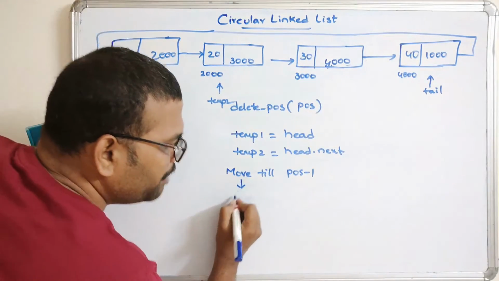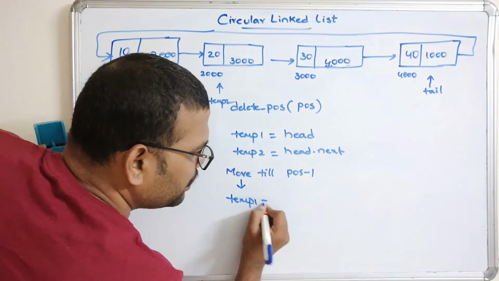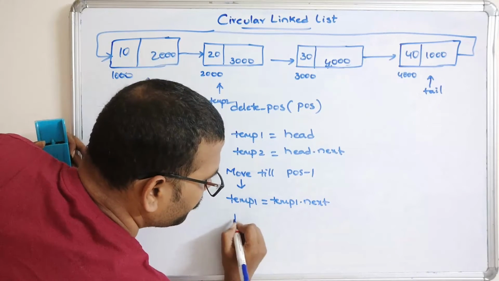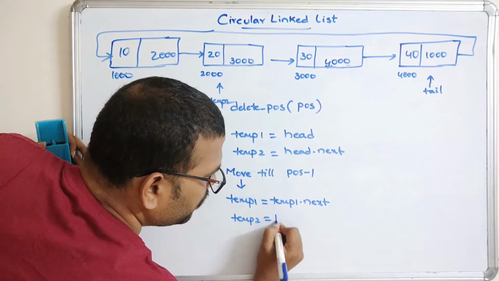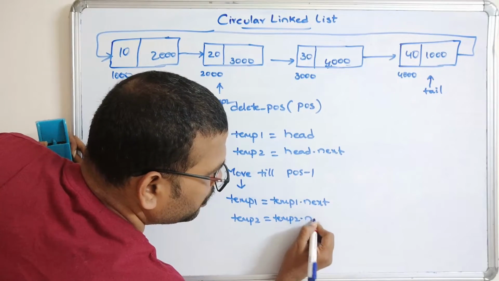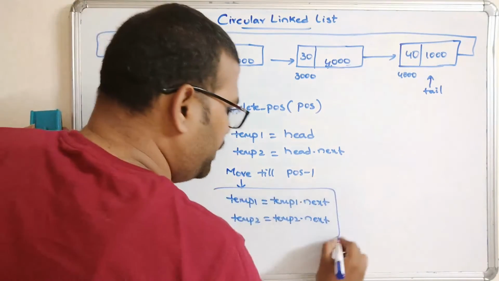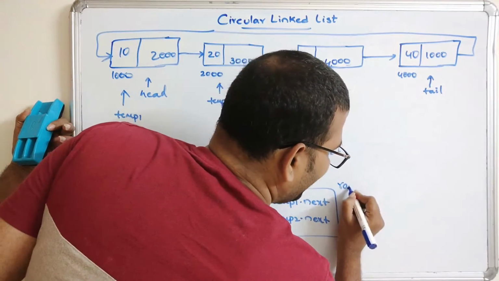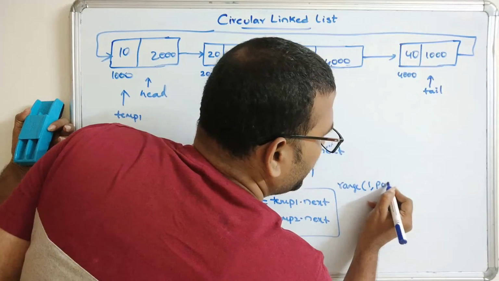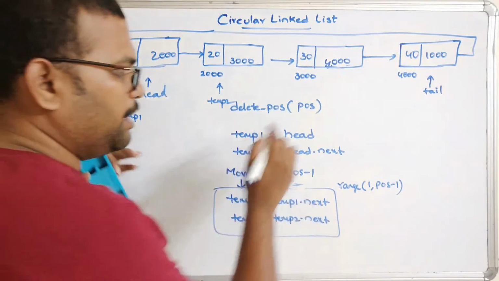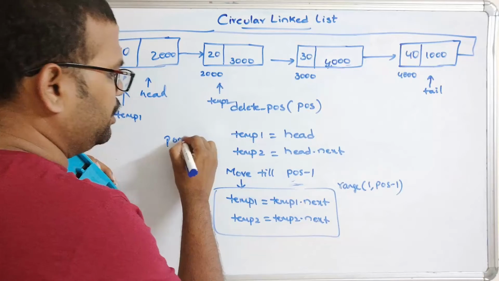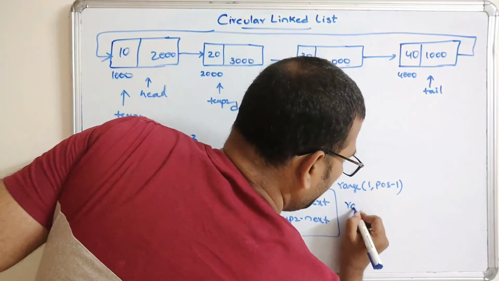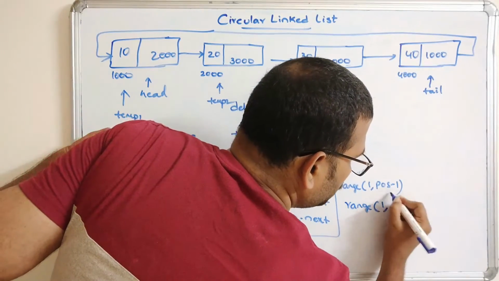This move means simply you can go with temp1 is equal to temp1.next, temp2 is equal to temp2.next. This should be repeated until position minus 1. So that means the range of 1 to position minus 1. For example, if the position is equal to 3, here it will be range of 1 to 3 minus 1, that is 2.